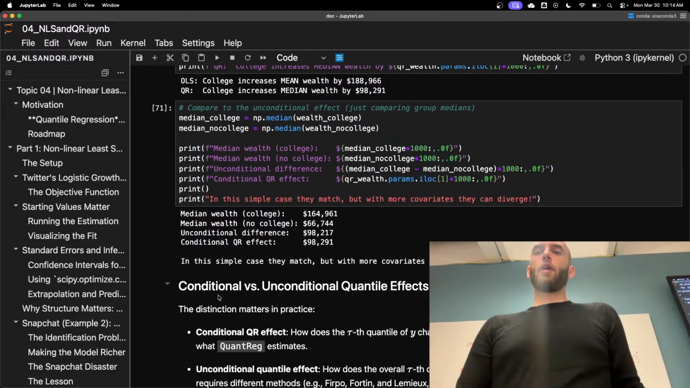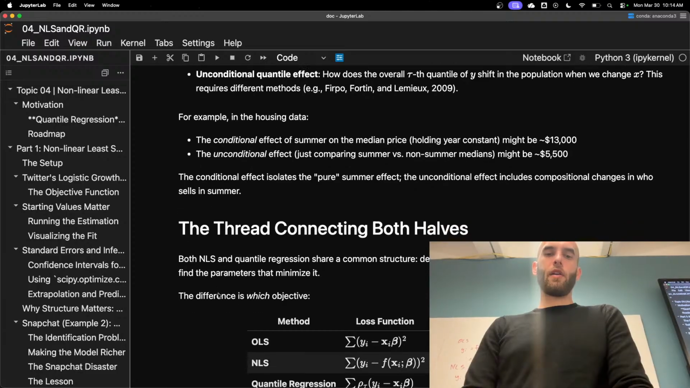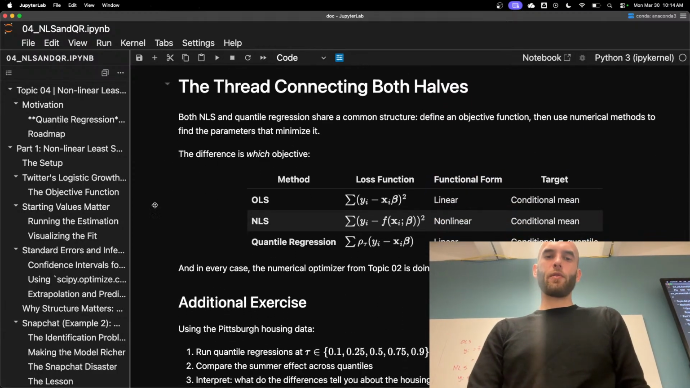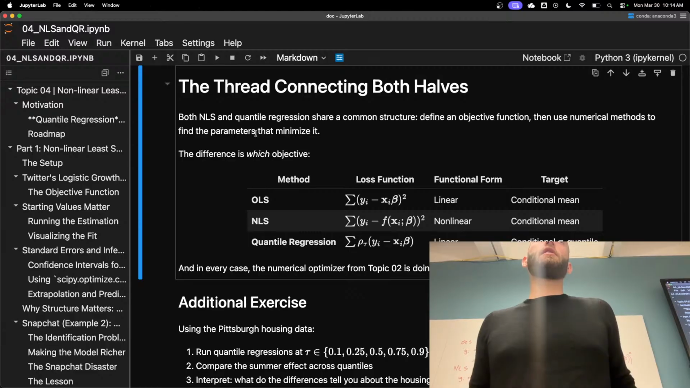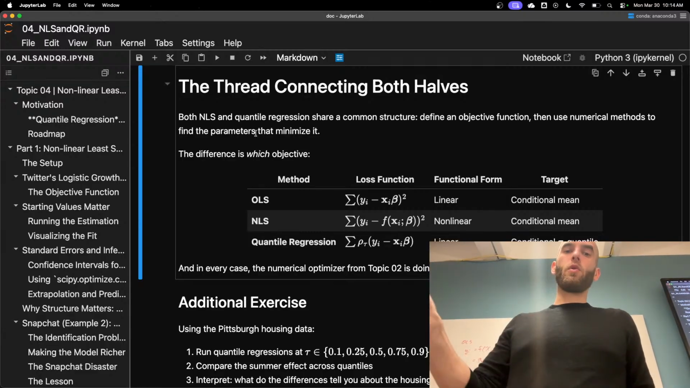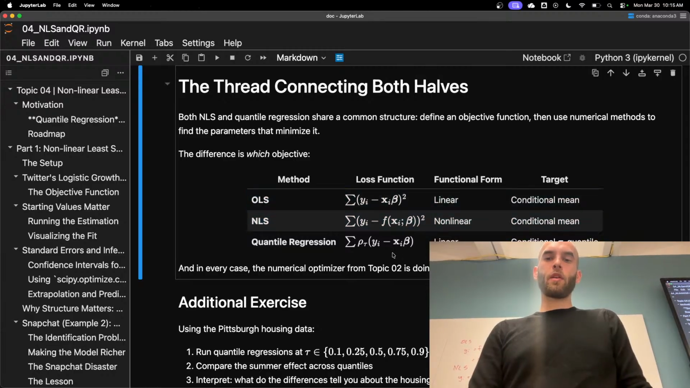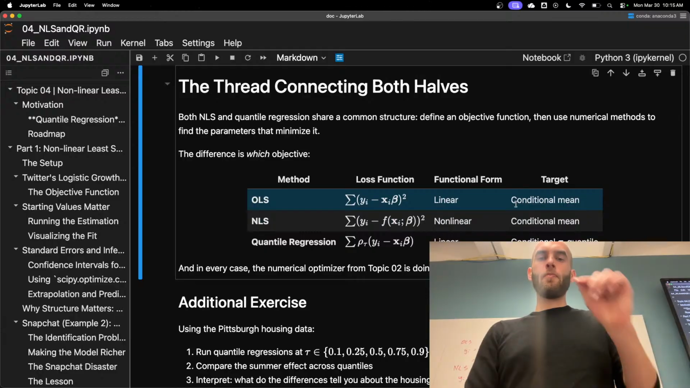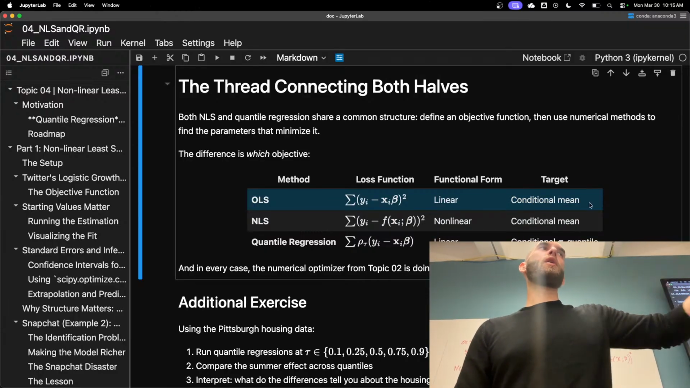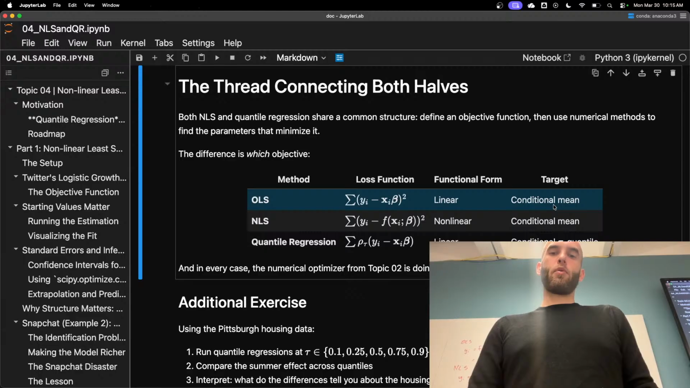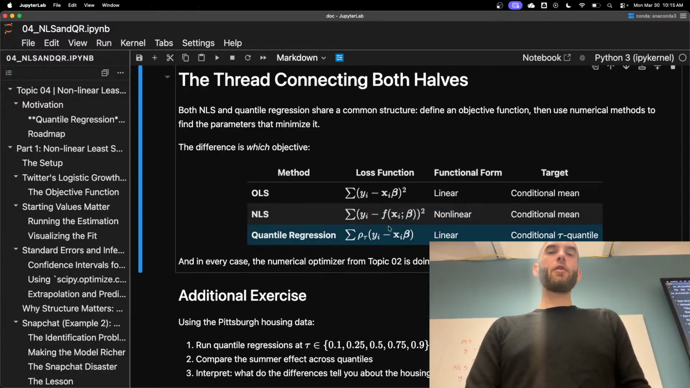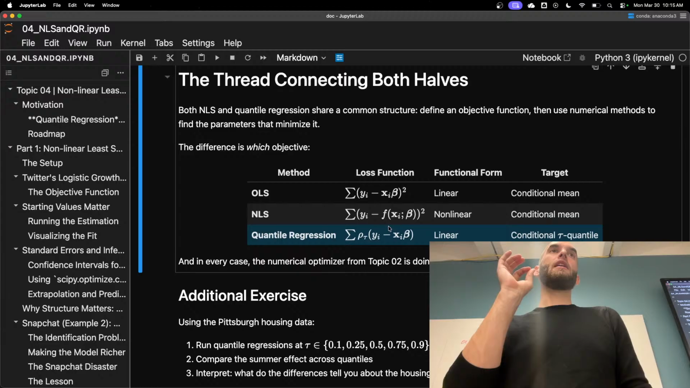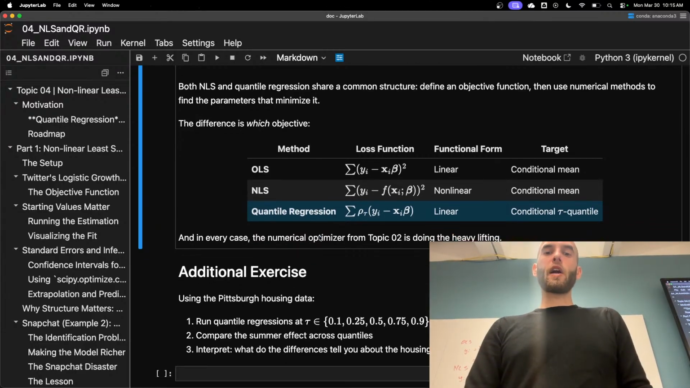But the last thing before we take a break, I just want to leave you with what we've done and how it all connects together. Nonlinear least squares and quantile regression basically share a similar structure. One, we're relaxing the assumption of linearity, but we're targeting the conditional mean. So we look at some point on the horizontal distribution, and we're making a claim about the average at that point. That's what both OLS and nonlinear least squares do for us. Nonlinear least squares is just relaxing the assumption of linearity in the parameters.